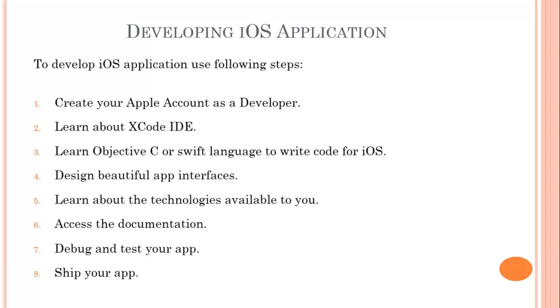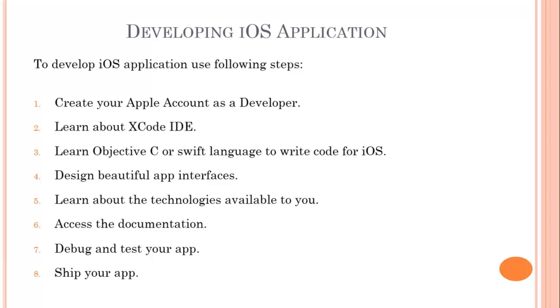Third is learn Objective-C or Swift language to write code for your iOS application. Now what do you have to learn for iOS application? You have to learn any of the languages that can be C, C++, Objective-C or Swift. But nowadays Objective-C and Swift are being used to create the code for iOS applications. Fourth step is you can choose from a number of interfaces on the Apple website to design your application.